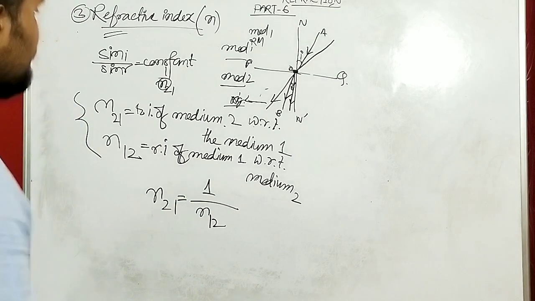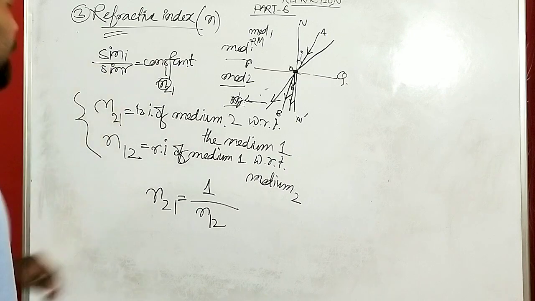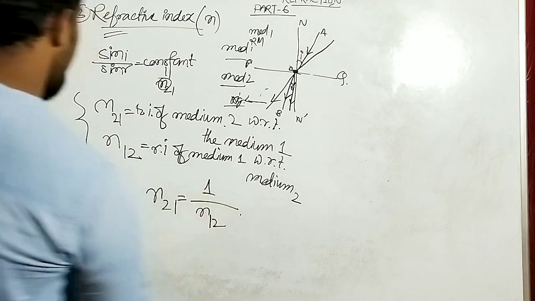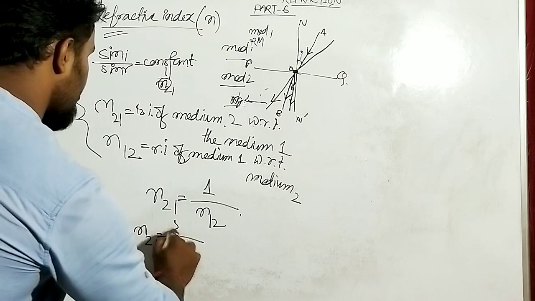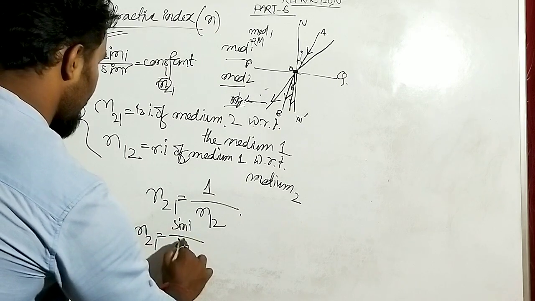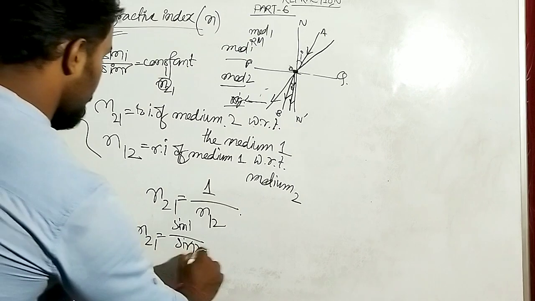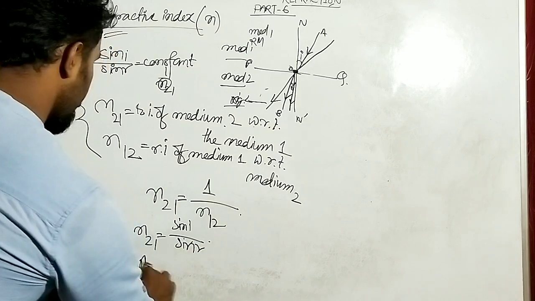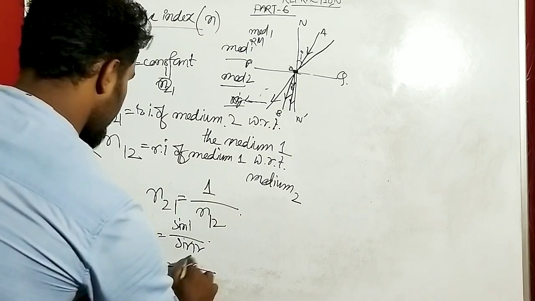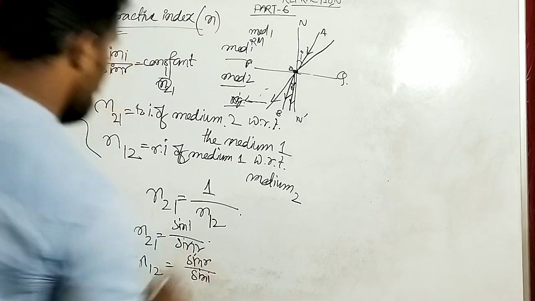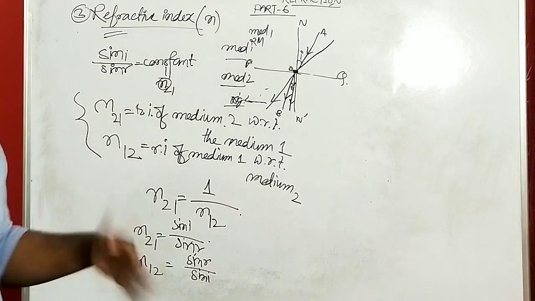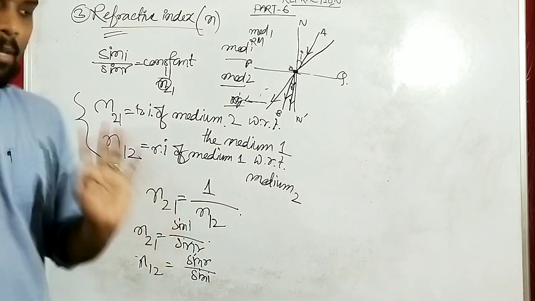Clear? That means if we have represented n21 as sine i by sine r, then what will be n12? Sine r by sine i, because once you reverse, the numerator becomes the denominator and the denominator becomes the numerator. This is the main fact.